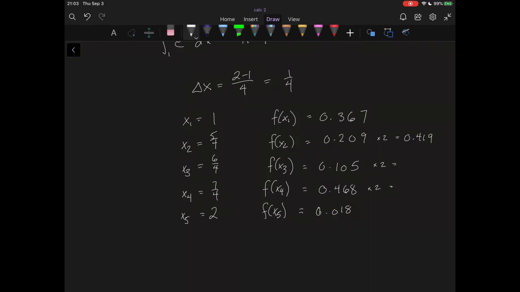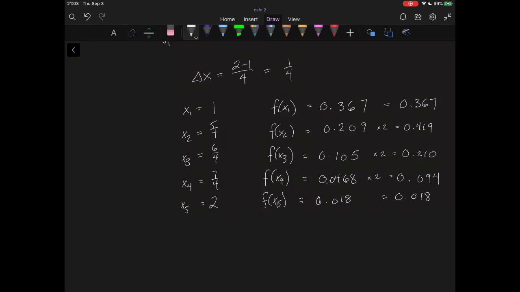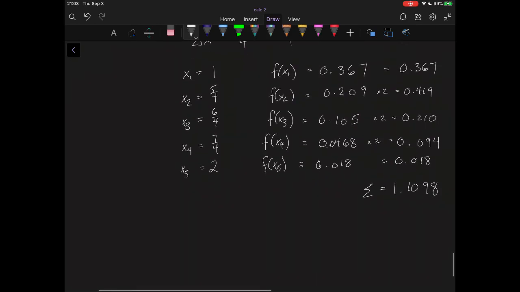And when we do that, we get 0.419, 0.210, 0.09. So this is actually 0.0468. So we get 0.94. And let's just rewrite this, our two endpoints. So now we're going to add all those up, and when we do, we get 1.1098.